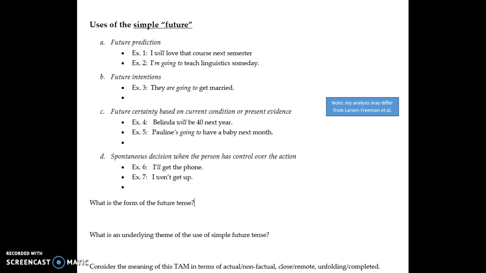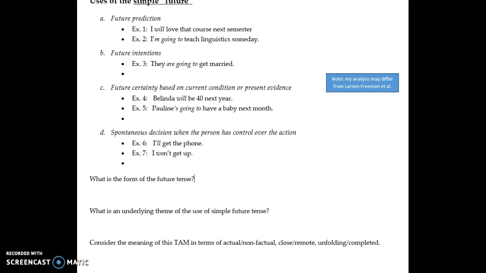And then the last one is spontaneous. We use the simple future for a spontaneous decision when a person has control, like I will get the phone or I won't get up. And notice I added the negation there just to give you another example. So what's the form of the future tense and what is the underlying theme? Take a moment to write those down.